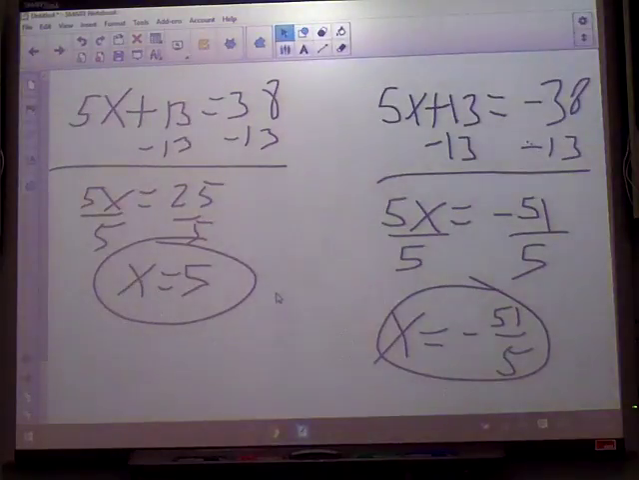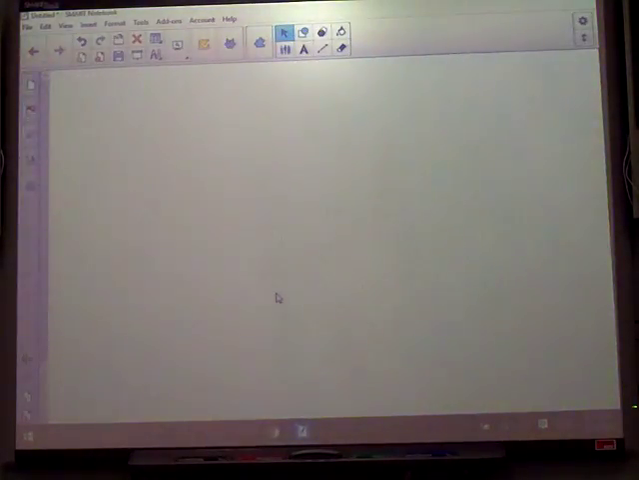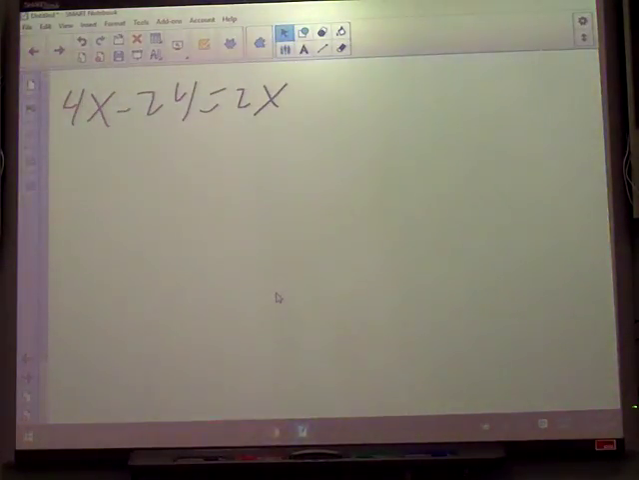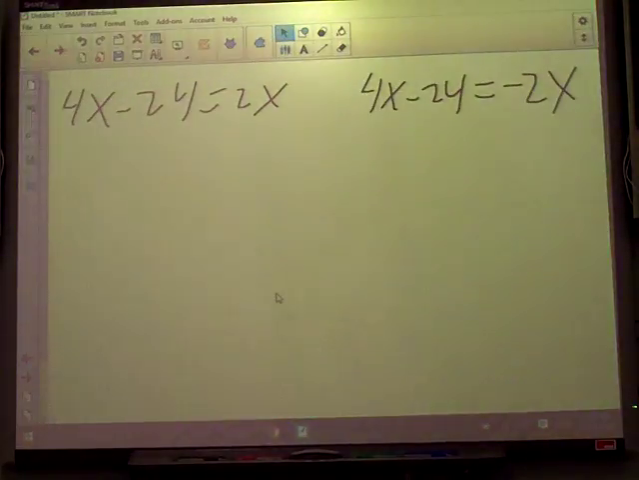Alright, then the other kind in there, 57. Went down to 57. We ready? Good, Landon? Alright, 57. Drop the bars and write everything like it is on both sides. 4x minus 24 equals 2x. Then my second one, drop the bars, make everything on the right side the opposite. So 4x minus 24 equals negative 2x. So you did it the same, even though they had the other set of bars over there.